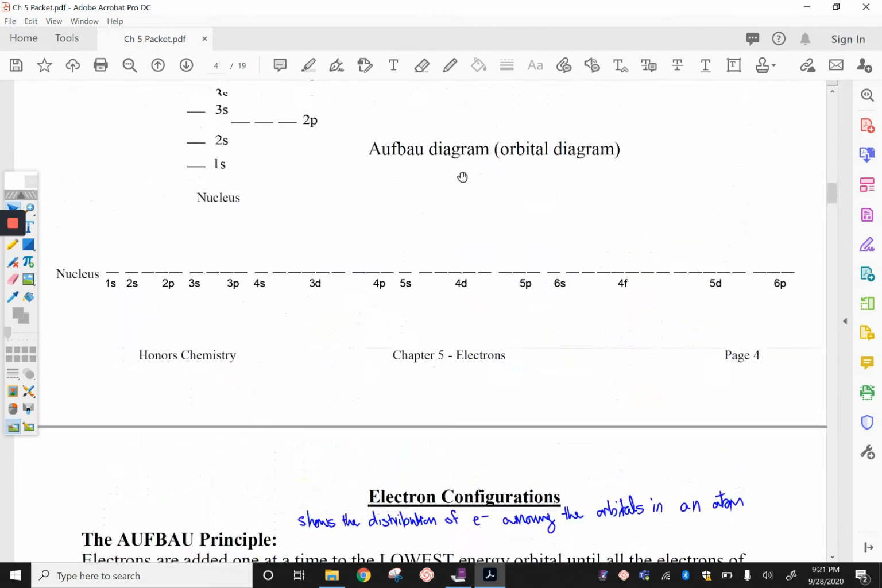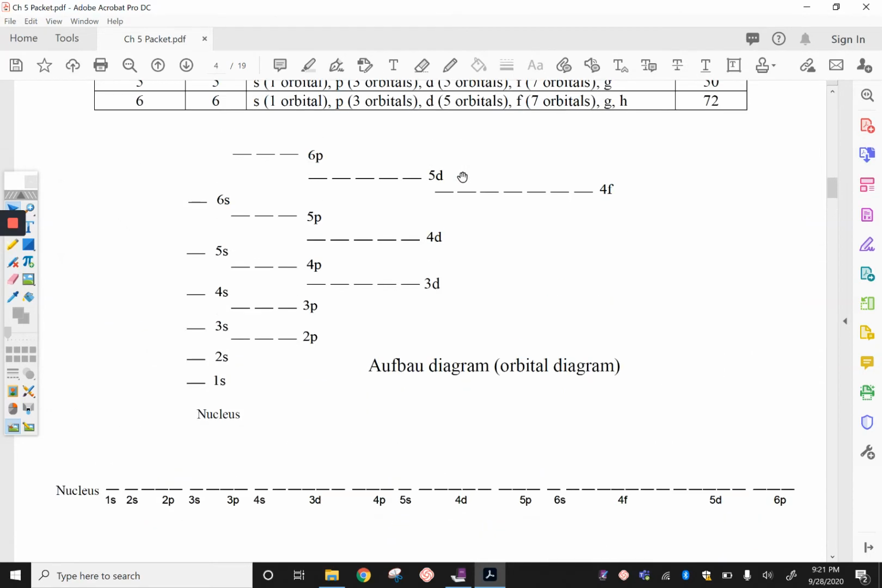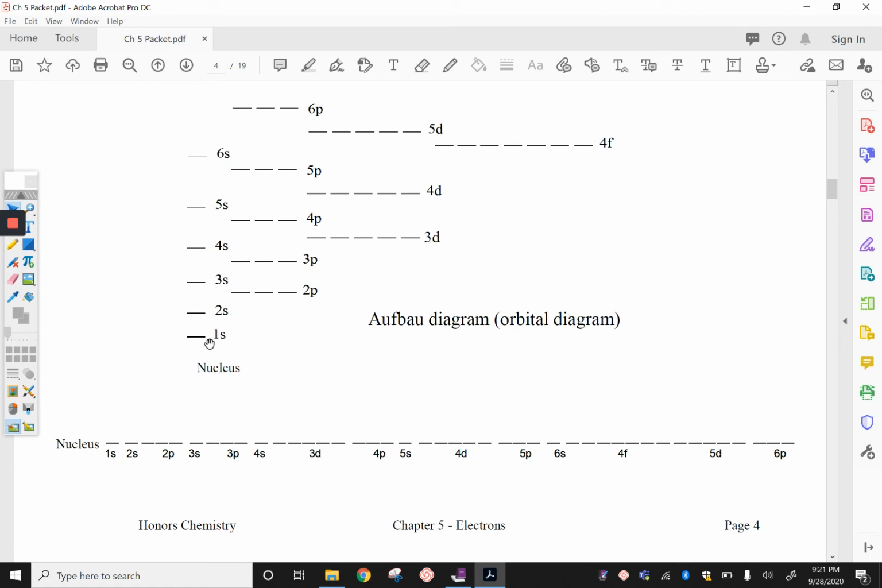If you remember last time, we talked about the Aufbau diagram or the orbital diagram, and we showed that the numbers represent our energy levels, so 1, 2, 3, 4, 5, 6, and so on, and the energy increases as you go this way, away from the nucleus. First energy level is the lowest, then the second, then the third, then the fourth, and so on. Then the letters represent the sublevels, so S, P, D, and F. Theoretically, there's a G and an H and so on.